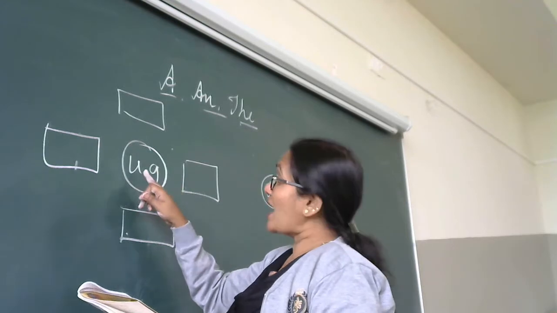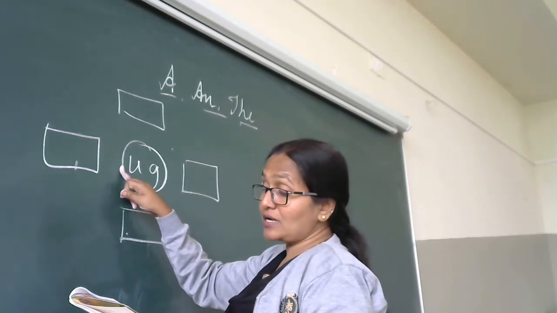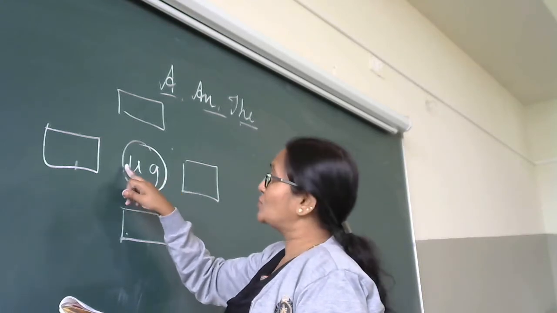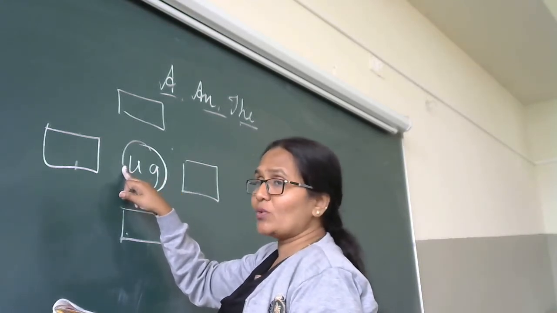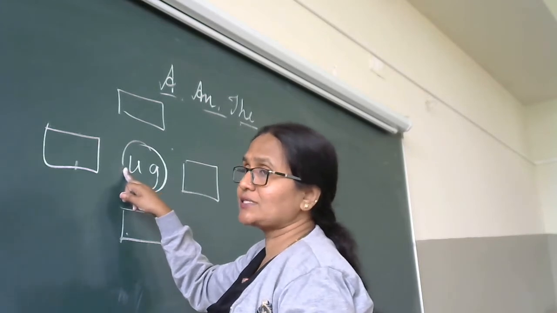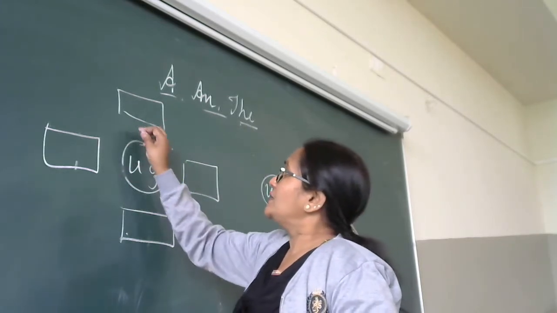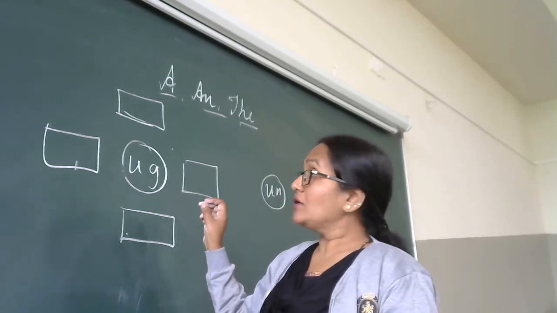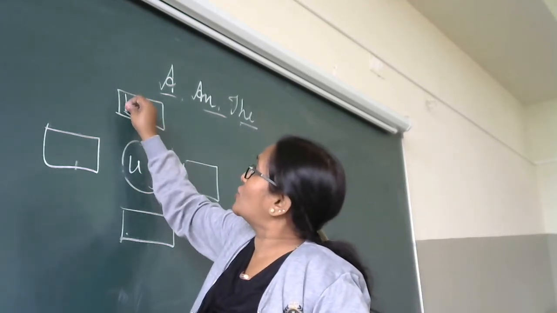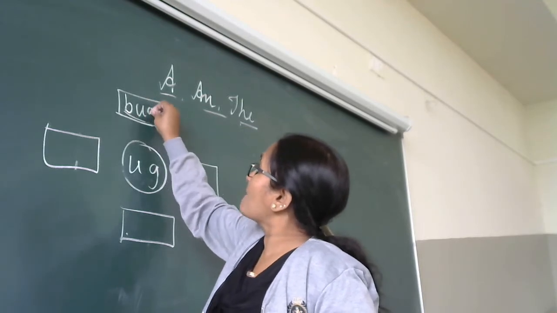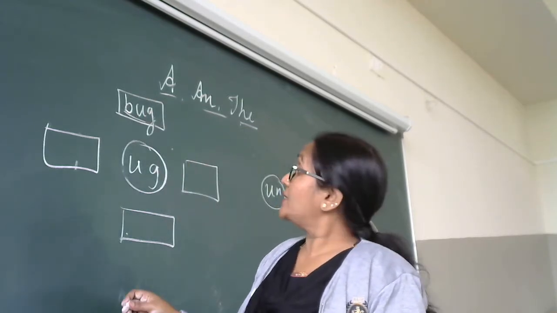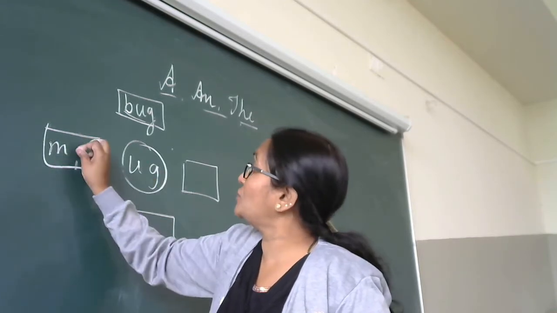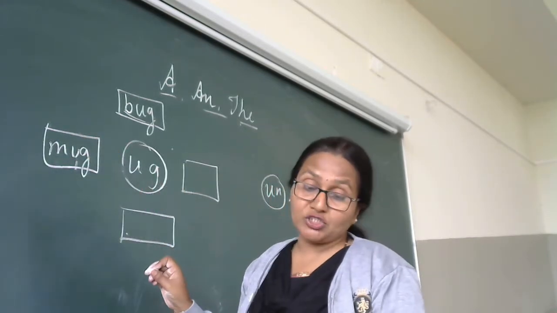We have to add a consonant to make a new word using UG. Add a consonant, any word which begins with a consonant, to make a new word. So here UG is given. For example, if I add the consonant B, B-U-G, bug. Then mug, M-U-G. M is also a consonant, so I made a new word.